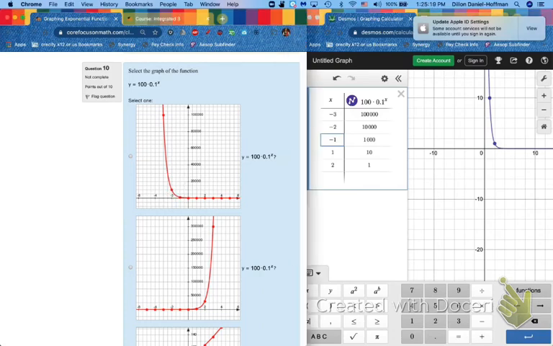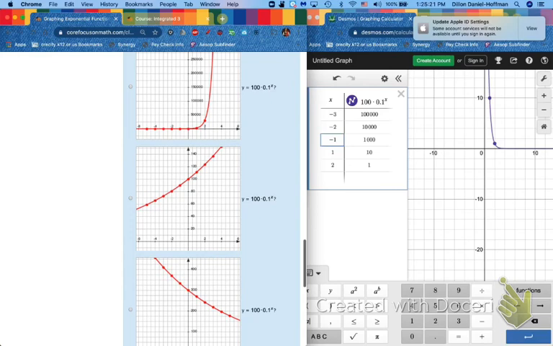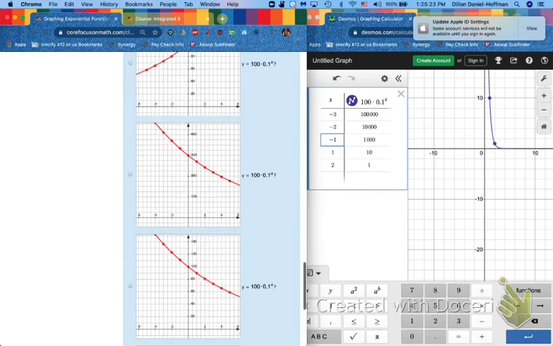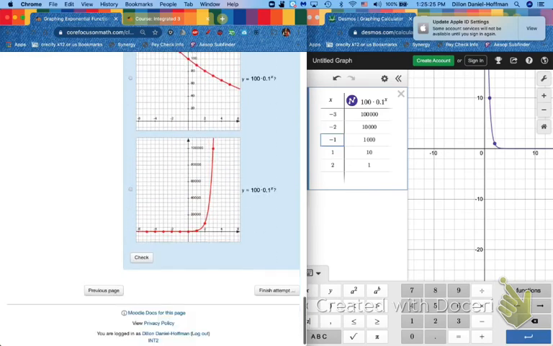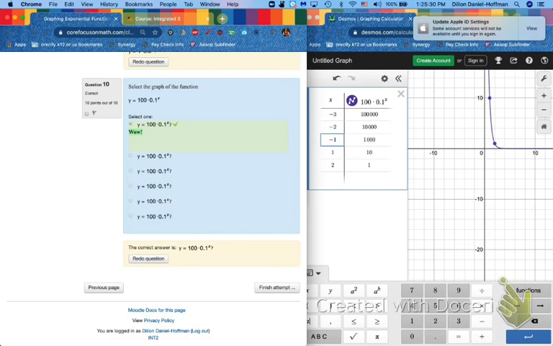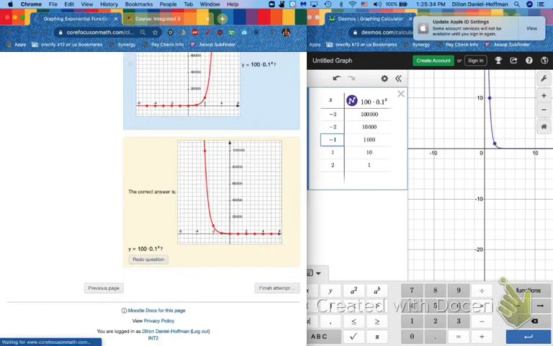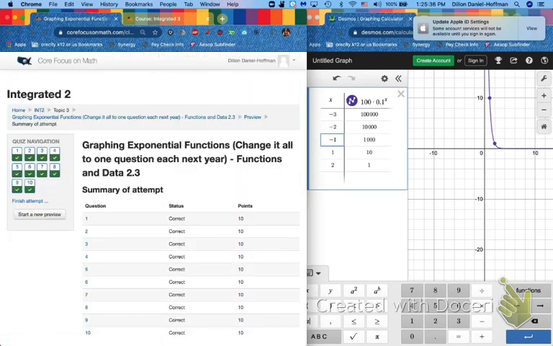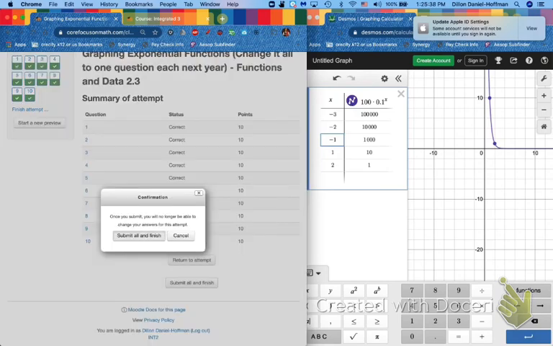And none of the other ones. Let's see. This is going up. This is going up. This is going down. But at 400, not even close to 100,000. Not even close to 100,000. Going up, I'm definitely correct with the one I chose. Kind of a game. A matching picture game. Okay. Submit all and finish.